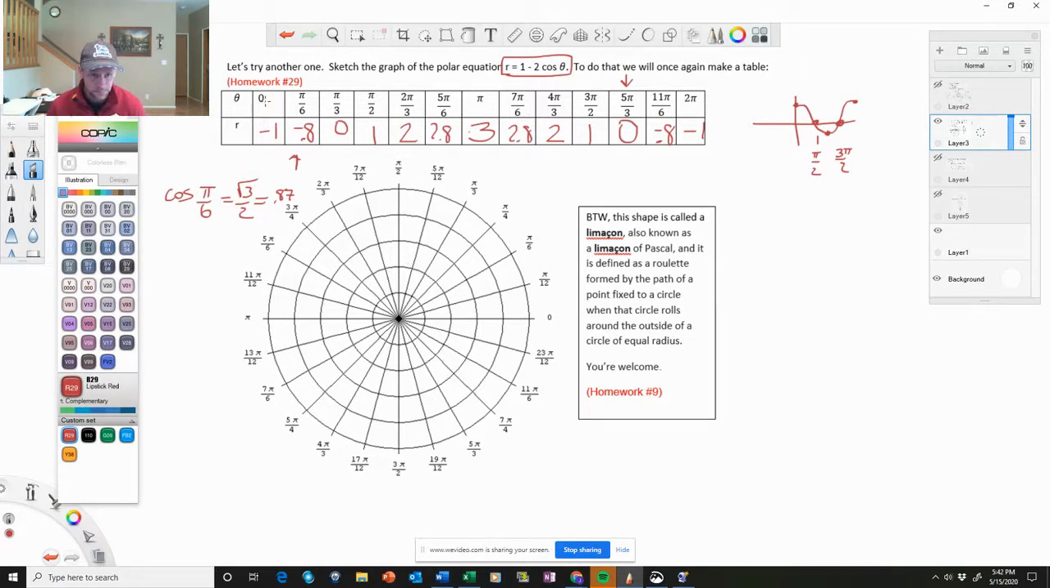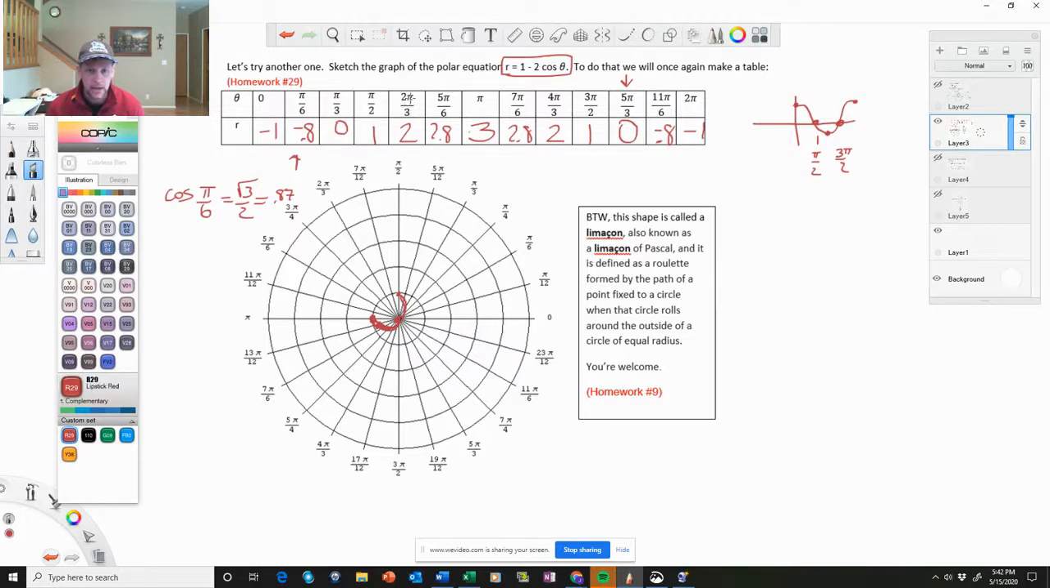So at 0, theta r is negative 1. So here's my 0, and negative 1 is going to be there. At pi over 6, which is 30 degrees, it's negative 0.8. So it's going to be there. At pi over 3, it is 0. So far, these are all curves, so it's curving like that. At pi over 2, it is 1. So now it's curving like this.